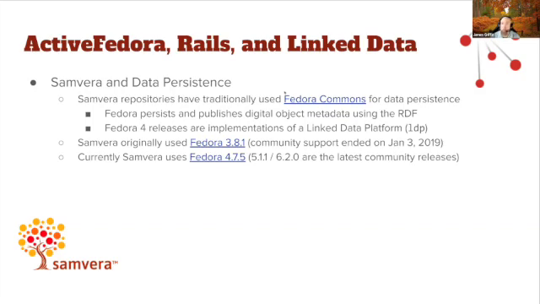It should be noted, from the standpoint of providing some sort of timeline and basic context, that Samvera really originally used Fedora 3 releases, the latest of which was Fedora 3.8.1. Community support ended for that on January 3rd of 2019. And while Samvera repositories typically use Fedora 4 releases, the latest of which was 4.7.5, there are later releases of Fedora Commons, 5.1.1 and 6.2.0, which are the latest in the series of community releases that one will find.